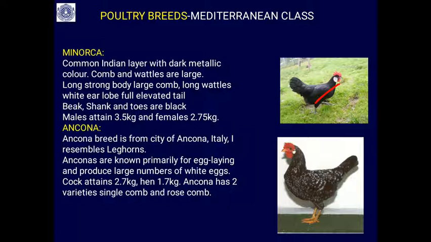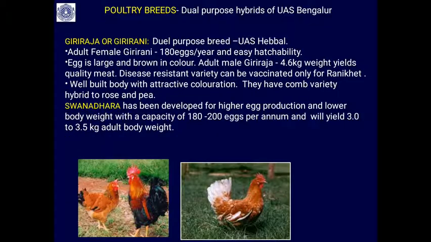Then the other Mediterranean class breed, Minorca. It is the common Indian layer now, with a dark metallic color. The comb is large, long and strong, with long wattles, white earlobes, and a full elevated tail. Then this is the Ancona breed, named after the city of Ancona, Italy. It resembles leghorns and is primarily an egg layer. The cock attains 2.7 kg and the hen 1.7 kg. Ancona has 2 varieties. It is also reared in India now.